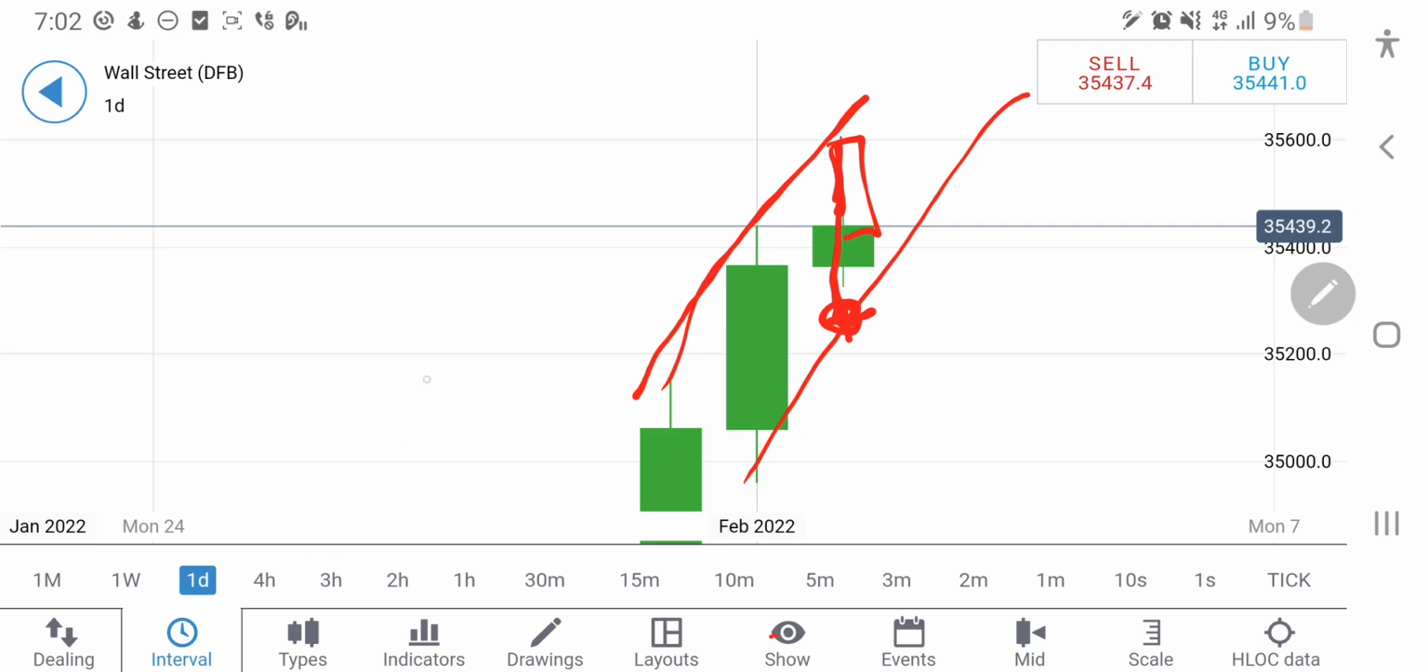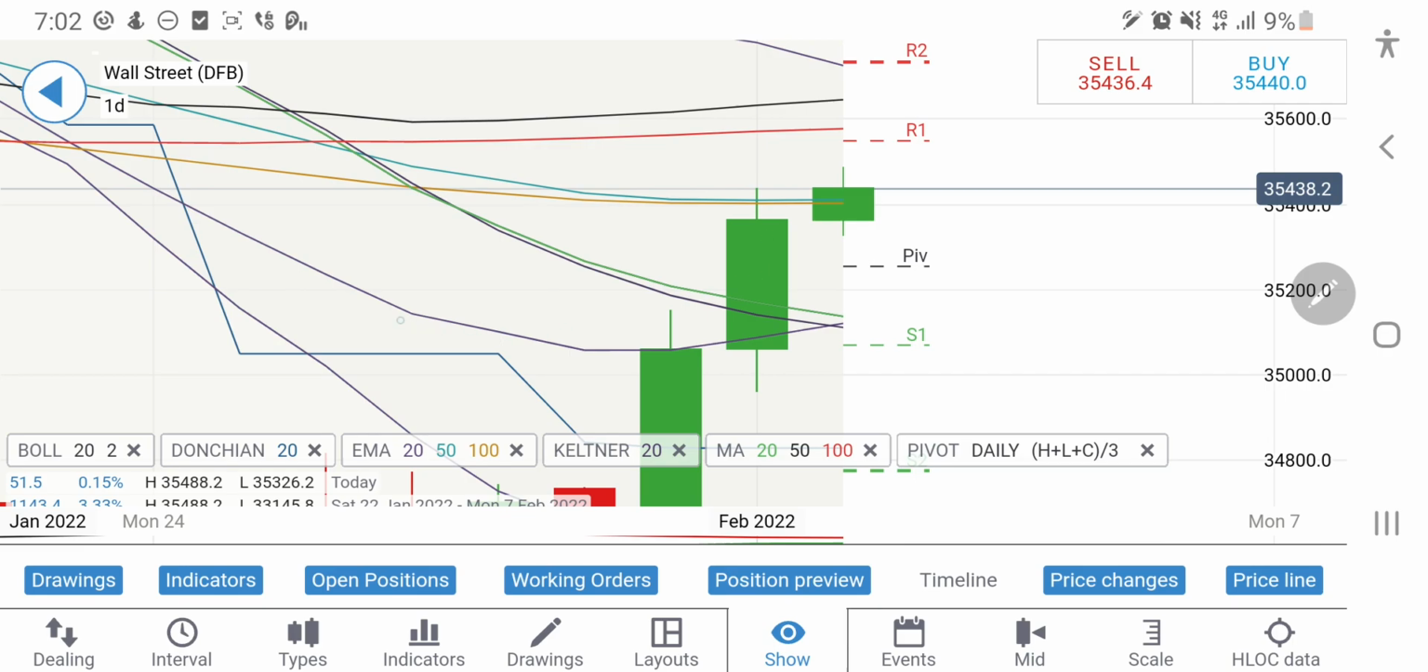Now let's have a look at the indicators. Indicators on the daily chart, you can see there is a support coming into picture at 35,400 levels, and then the 35,600 zone, the 100 moving average coming into picture precisely at around 35,590 to 35,550 zone. So this zone between 35,550 to 35,600 is extremely critical.